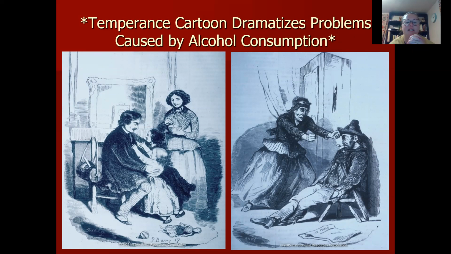All right, so here is a political cartoon that dramatizes the problems caused by alcohol consumption. So take a minute, 10, 20 seconds, and compare the two. So what do you see? Okay, on the left, we see this family. They have a nice mirror behind them, a nice clock. Dad is present, dressed nice.